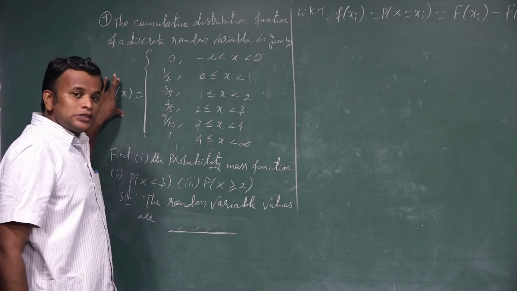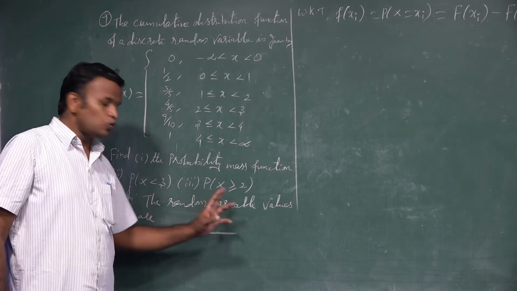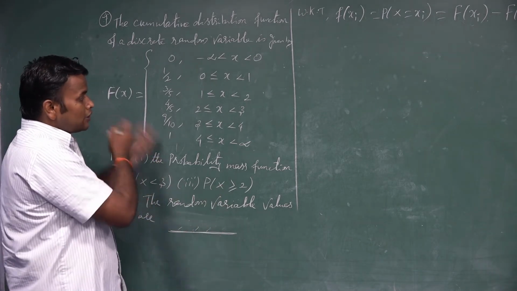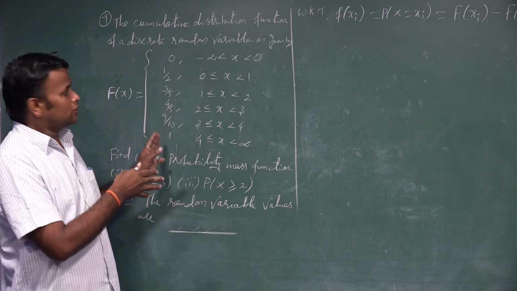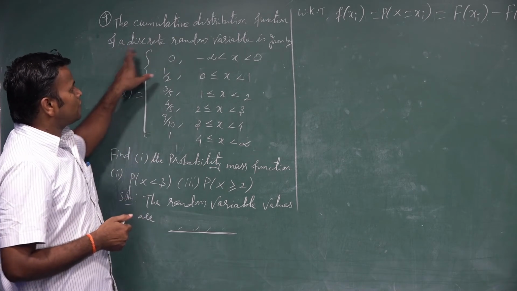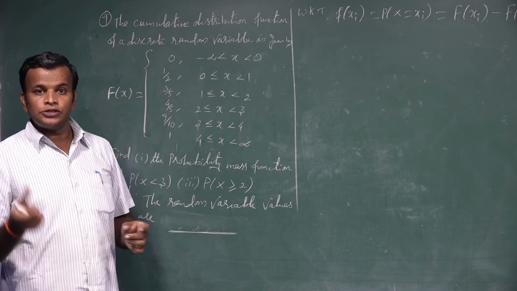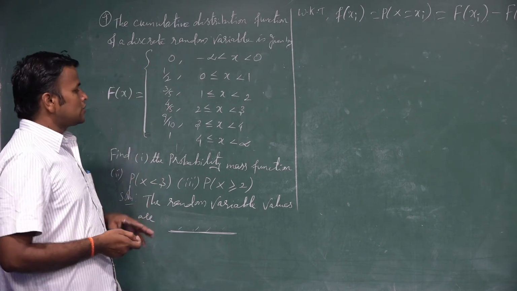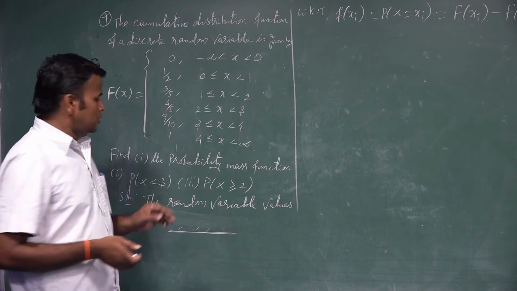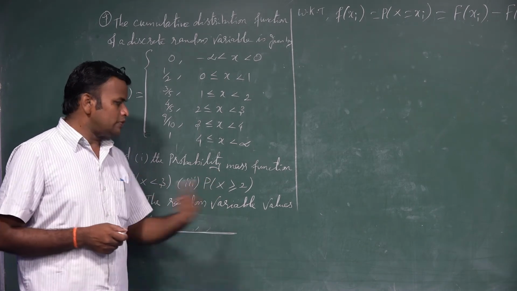Same capital F of x is given, to find the probability mass function and also to find the 2 probability values. As it is from the previous, you try yourself. Suppose you have a doubt, we see the question. The cumulative distribution function of a discrete random variable is given. In the previous one, all were given in decimals. Now they are given in fractions, so our final answer is also in fractions. The first step is to find the probability mass function and also the 2 probability values.